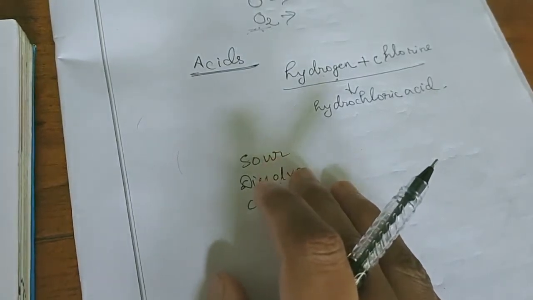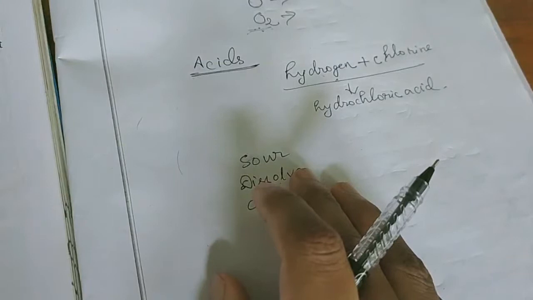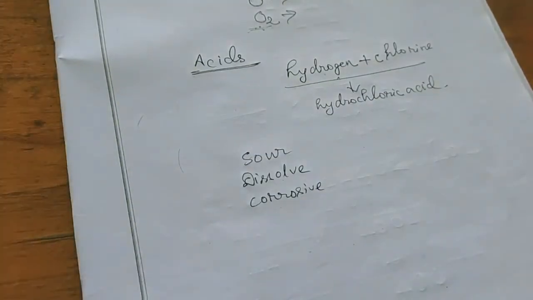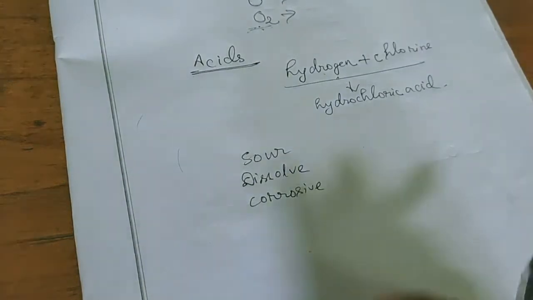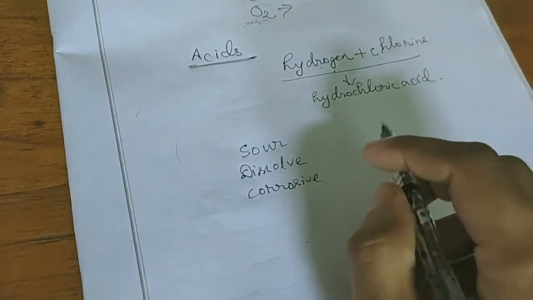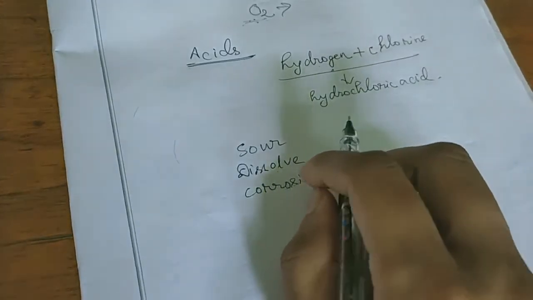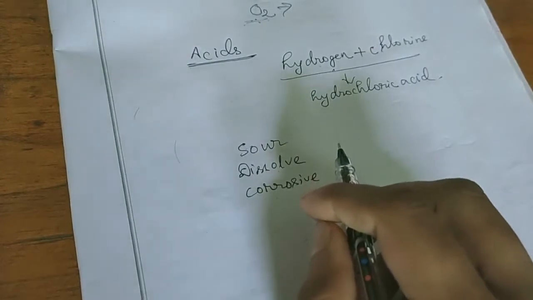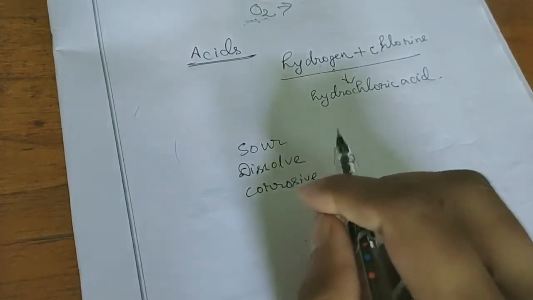Okay, now let's learn about strong acids and weak acids. So in your book, hydrochloric acid, sulfuric acid, nitric acid, phosphoric acid are given as strong acids, whereas citric acid, lactic acid, acetic acid, tannic acid, carbonic acid are weak acids.